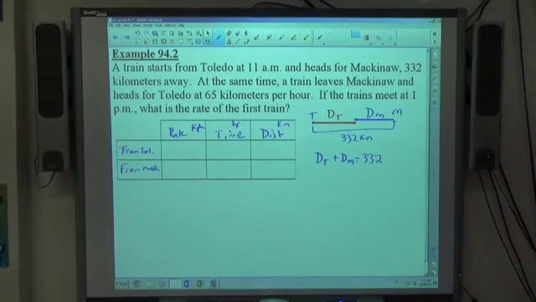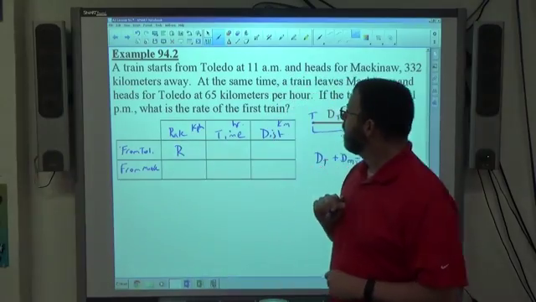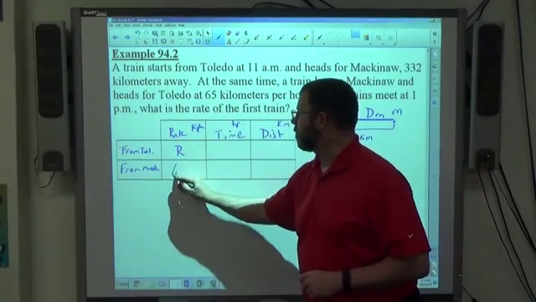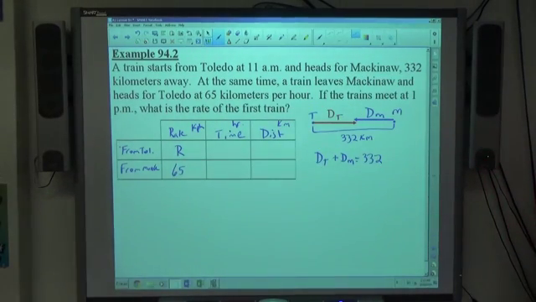All right, so how fast is the train from Toledo going? The one that leaves Toledo and goes towards Mackinac. We don't know that one, right? So they don't tell us the rate of this one. We'll call that R. The train leaving Mackinac heading for Toledo is going 65 kilometers per hour. All right, so that's job one. We've already used a variable, so now we have to know the times.